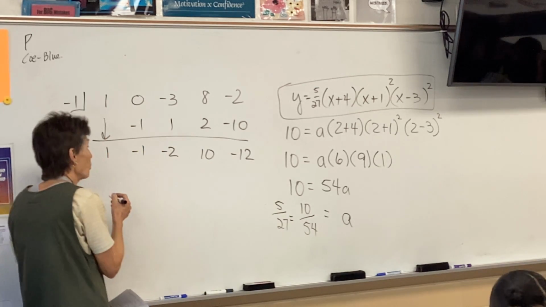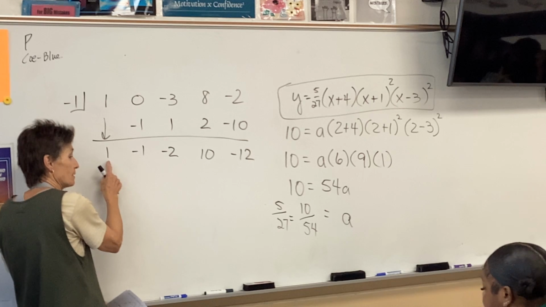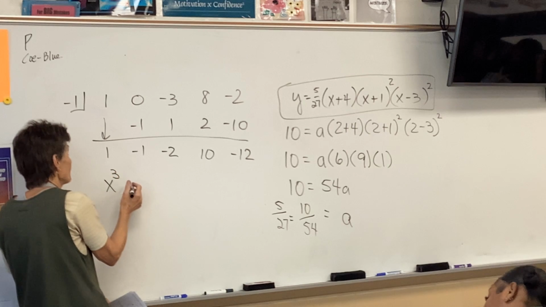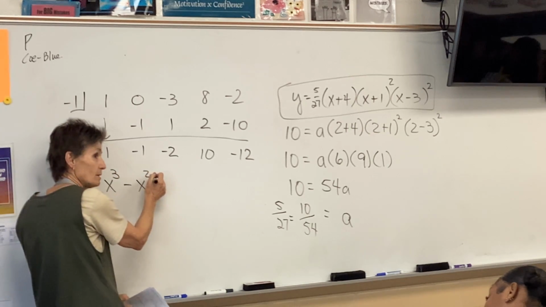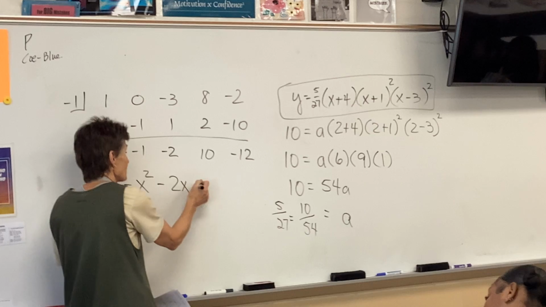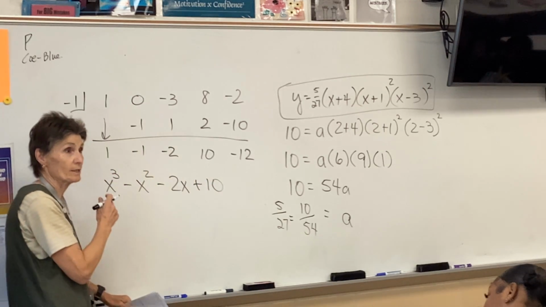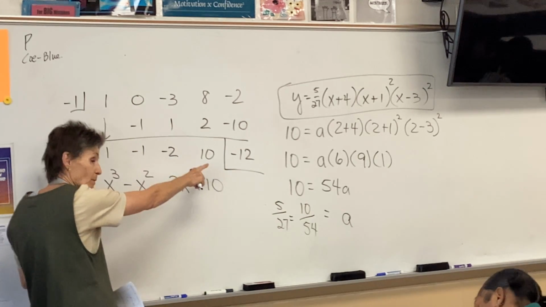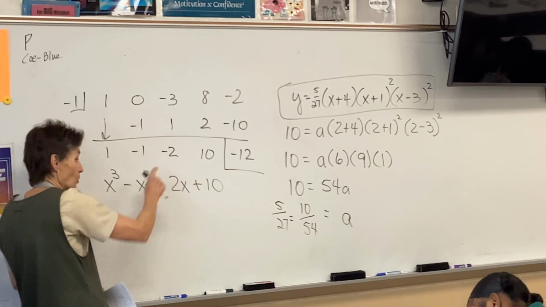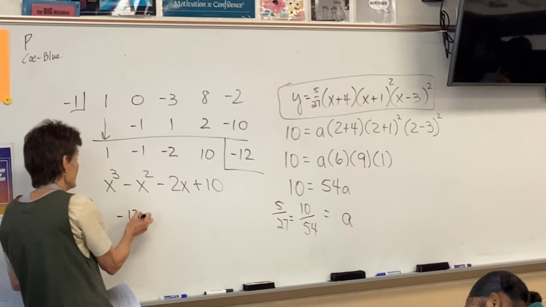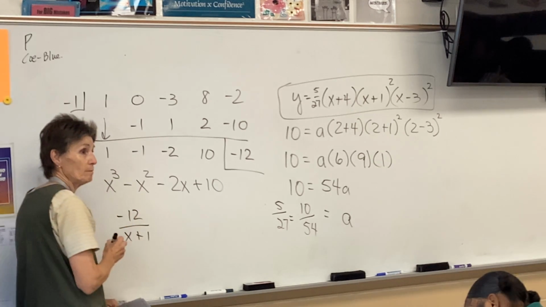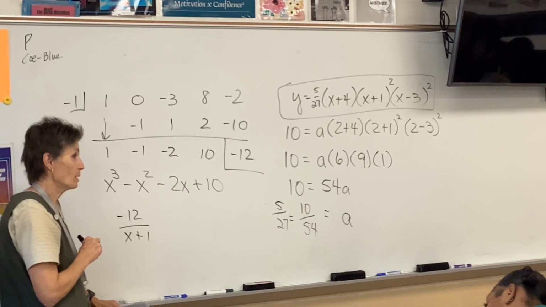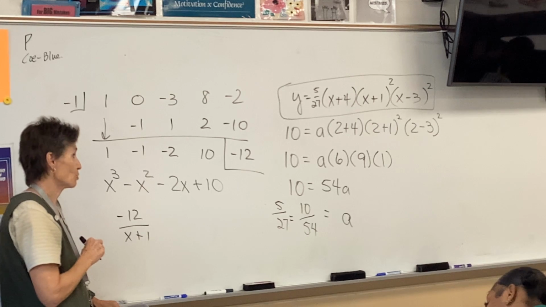So here we go. What's our quotient? X cubed minus x squared minus 2x plus 10. That's my quotient. That's my remainder. So what's my remainder? -12 over x plus 1. If you just wrote -12, I wouldn't mark it wrong. That is the remainder.